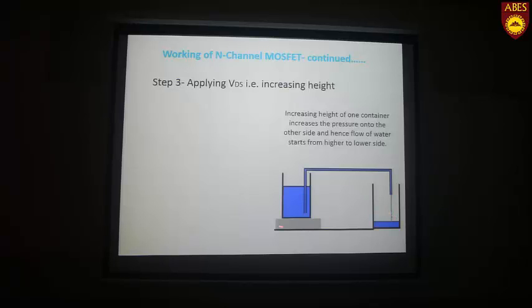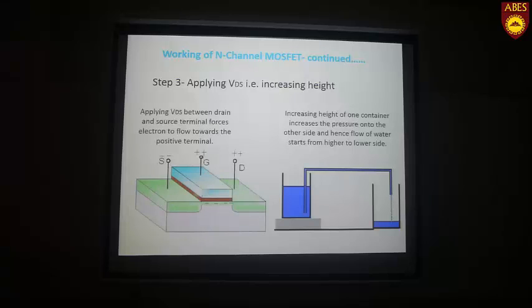So similar to the height of the container, here we provide potential voltage in electronic technology. We apply some potential at this point. A negative potential is applied here and positive is applied here. We have connected these two terminals with a battery. So what will happen? Since we have applied a negative potential, the negative charge carriers will be repelled from this side and they will be attracted towards this side.